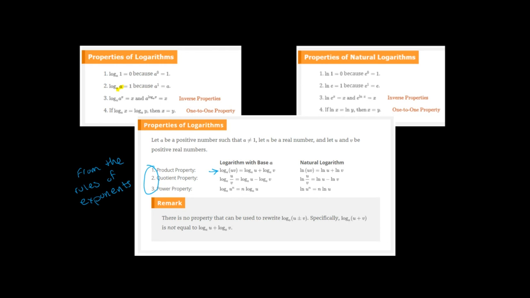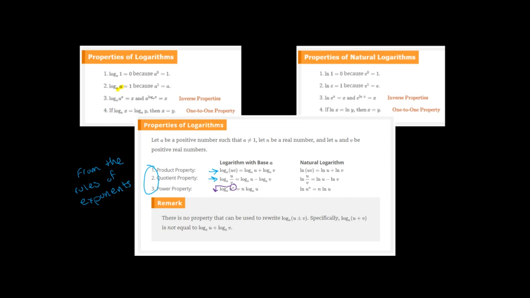We had a rule of exponents where if you're dividing things with exponents, you subtract the exponents. And that's where we get the quotient property. If you're taking a log of something divided, you subtract, because it's like you're subtracting the exponents. And then we have this power property, which is one of the most important things, and this one is used all the time. It basically says that if you have a log of something with an exponent, you can pull that down in front and instead multiply the log.